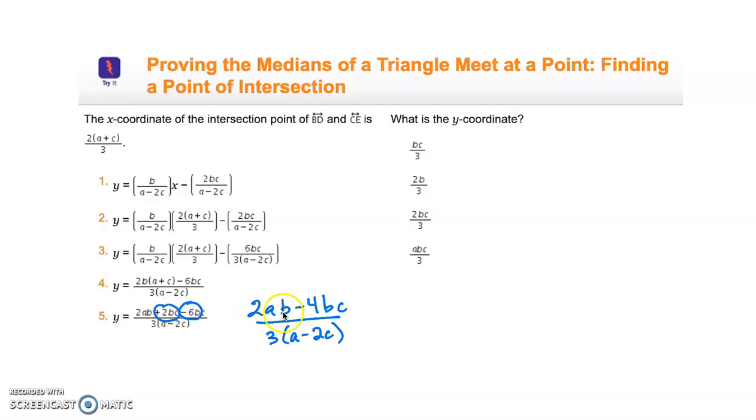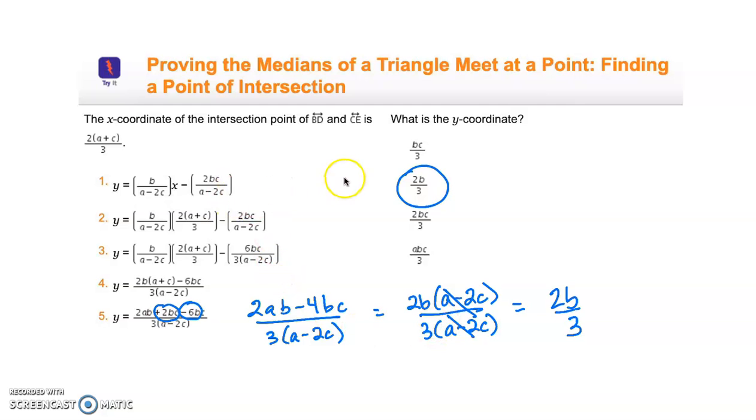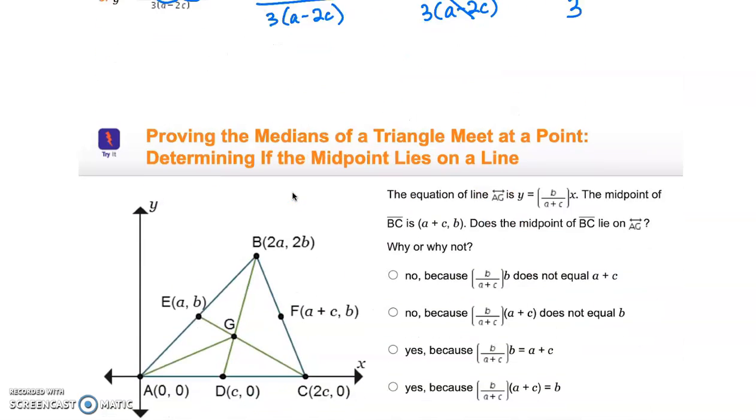Then I think, what can I factor out of this top section? Well, a 2 can be factored out of both of them, and they both have a b. So I have 2 and b, and then I'm left with a minus 2c. And then I have 3 times a minus 2c on the bottom. And because those are the same, those will factor out to equal 1, and so we're left with 2b over 3. So the y value is 2b over 3. So it's just walking you through simplifying those things.